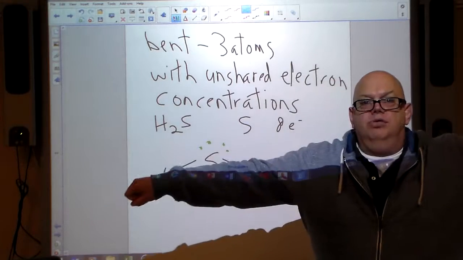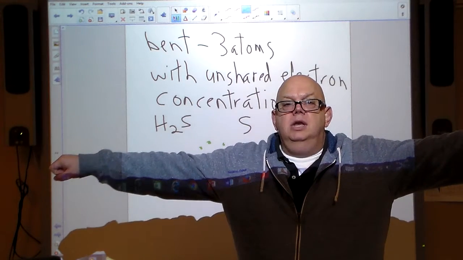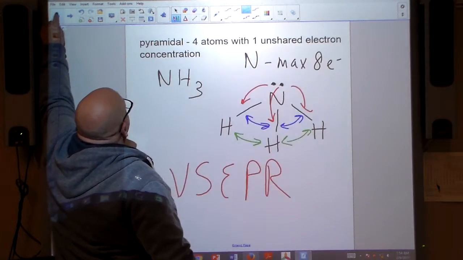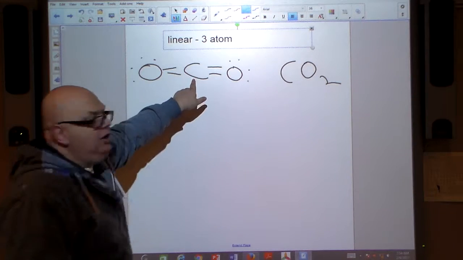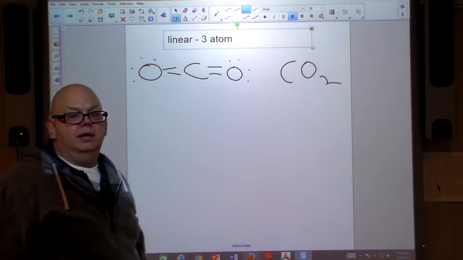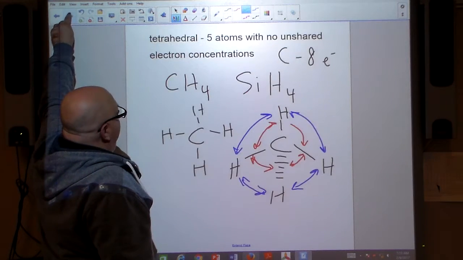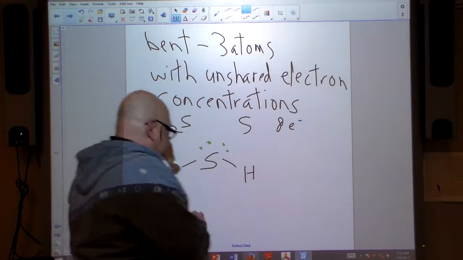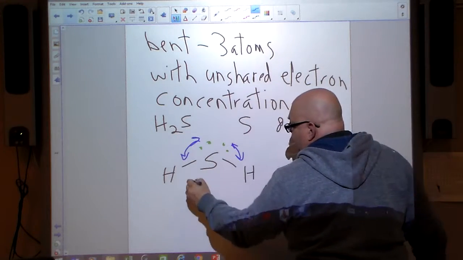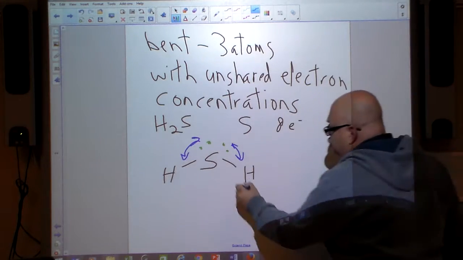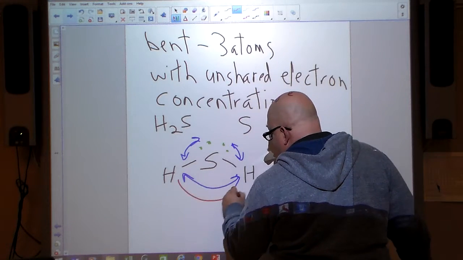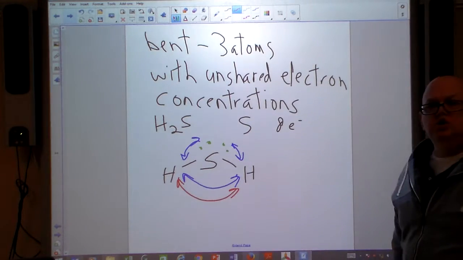So if you're thinking like this, oh yeah, this could be linear, kind of like CO2, but if you notice, you go back to CO2 for a moment. Look at CO2. There's no unshared electron concentrations. The electrons are involved in the bonding. We go to bent, there's the difference. Because these guys are pushing against each other. Remember that VSEPR, valence shell electron pair repulsion theory, okay? That's why you're getting a bent shape like this.